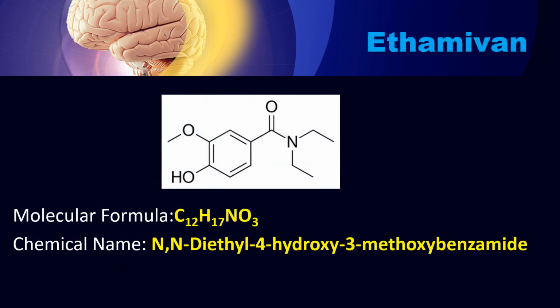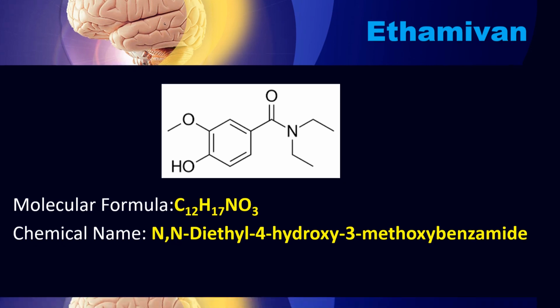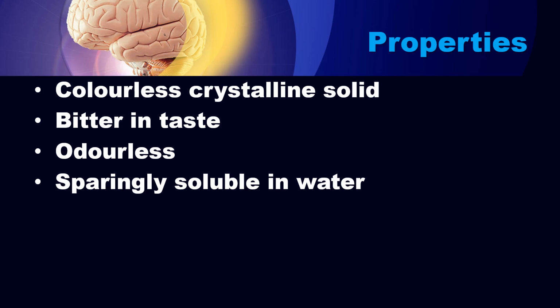Ethambutol. The structure of ethambutol. The molecular formula is C12H17NO3. The chemical name is N,N-diethyl-4-hydroxy-3-methoxybenzamide. Properties. It's a colorless crystalline solid. It is bitter in taste. It is odorless and sparingly soluble in water.